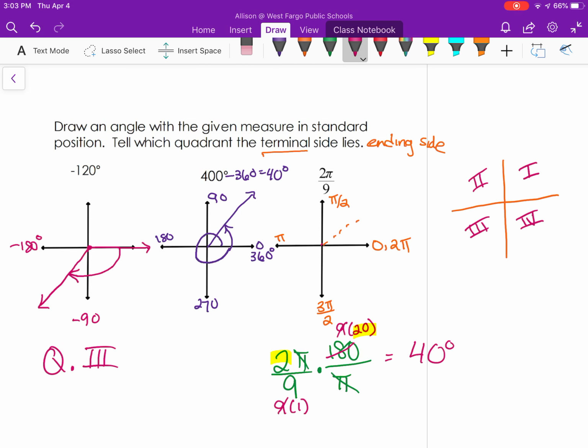Starting with my initial side as the positive x-axis and my vertex at 0, I go counterclockwise in the positive direction 40 degrees. That would leave me in quadrant 1. The second example, 400 degrees, is also in quadrant 1. I forgot to answer that part of the question. So those are examples of drawing angles in standard position.